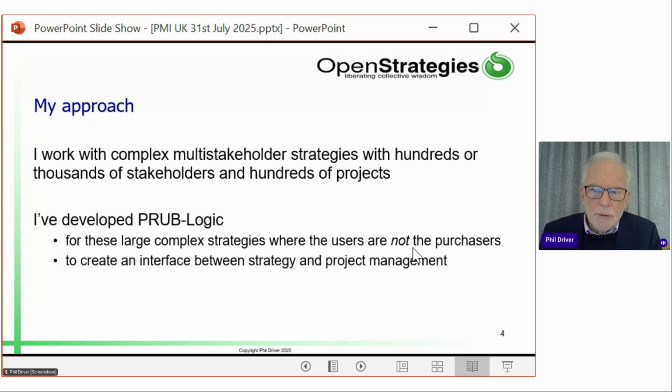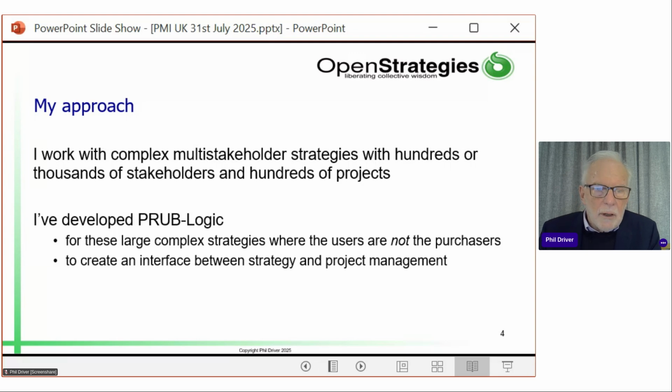Particularly in these cases, the users are not the purchasers. Typically it'll be a government department, local or central government, saying we need a strategy for a river catchment. But the people who are going to implement that strategy are the farmers, urbanites, irrigators, and so on, who live in the catchment. So the purchasers are not the users, and that's the example I'm going to be using throughout this. However, PRUB-Logic also applies if the purchaser and the user are the same, so that if you've got a company asking you to build a machine for them, you build the machine and they use it.